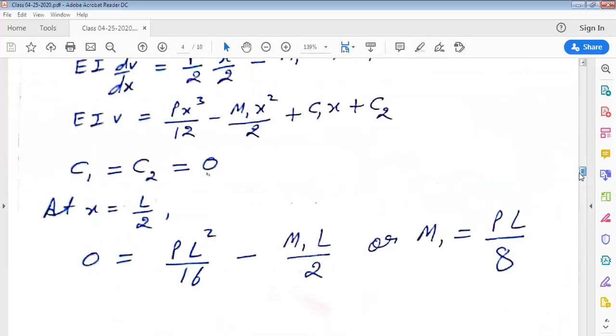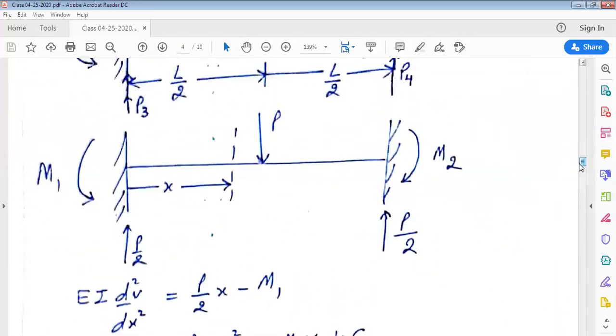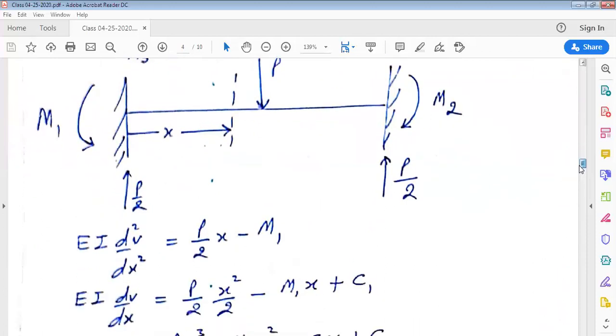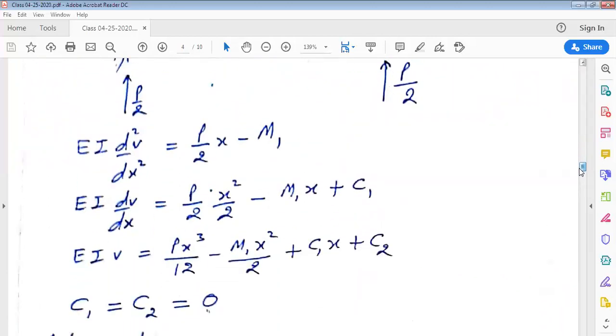Okay, let us first of all consider this configuration, and let us consider a section at distance x from the left end. For this particular section, we can write EI d square v by dx square equal to P by 2 x minus M1. Integrated, we have EI dv by dx equal to Px square by 4 minus M1x plus C1. Again integrated, we have EIv equal to Px cubed by 12 minus M1x square by 2 plus C1x plus C2.